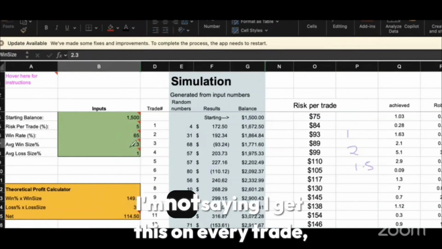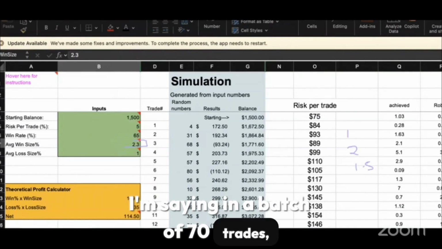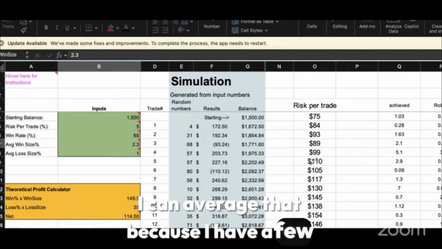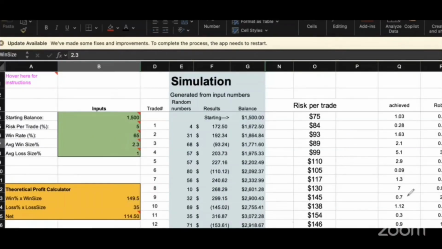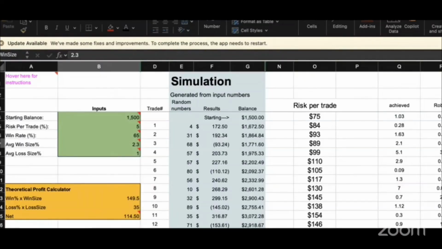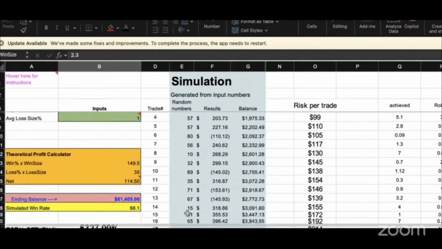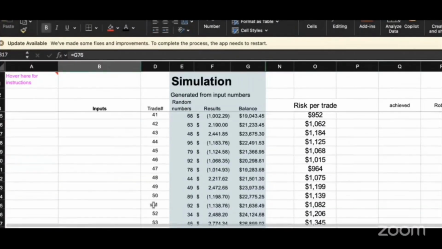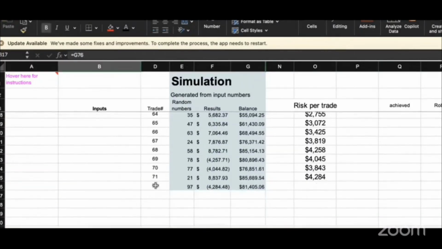So when I say it, I'm not saying I get this on every trade. I'm saying in a batch of 70 trades, I can average that because I have a few outliers that happen to be like this, right? An outlier 7 to 1, that's a 5 to 1. This one's only a 0.09 to 1 kind of thing, right? So just to give you an idea. But anyways, assuming you have a pretty good risk to reward ratio, in layman's terms, that's turning $1,500 into $80,000 in seven-ish, I think it's 72 trades. That's what this spreadsheet is doing.